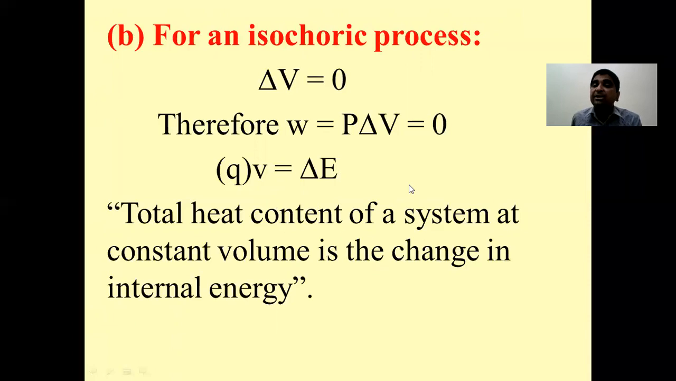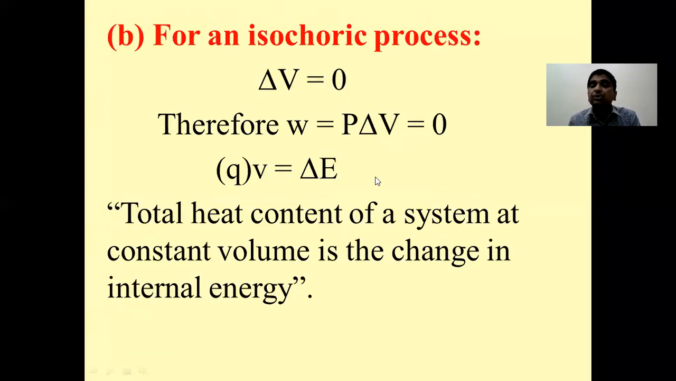Here we get a new definition of change in internal energy, that is nothing but total heat content of a system at constant volume. So for this isochoric process, we know that an isochoric process is a process in which volume of the system remains constant, that is delta V is equal to 0, and therefore W is equal to P delta V is 0. And from the first law of thermodynamics, we get Q is equal to delta E, because here this work done term is 0.